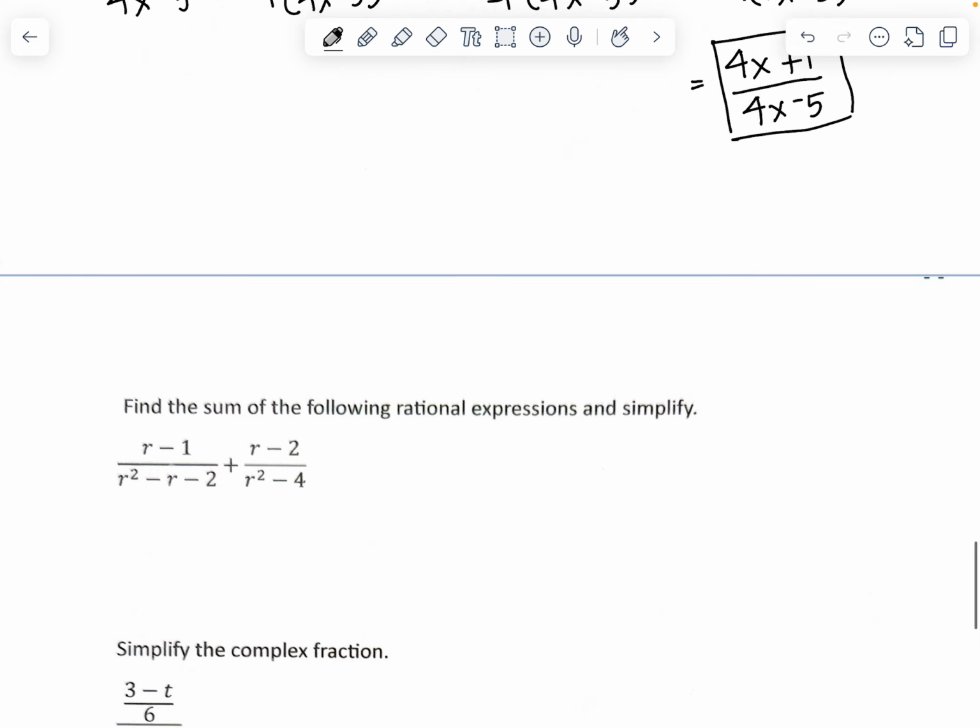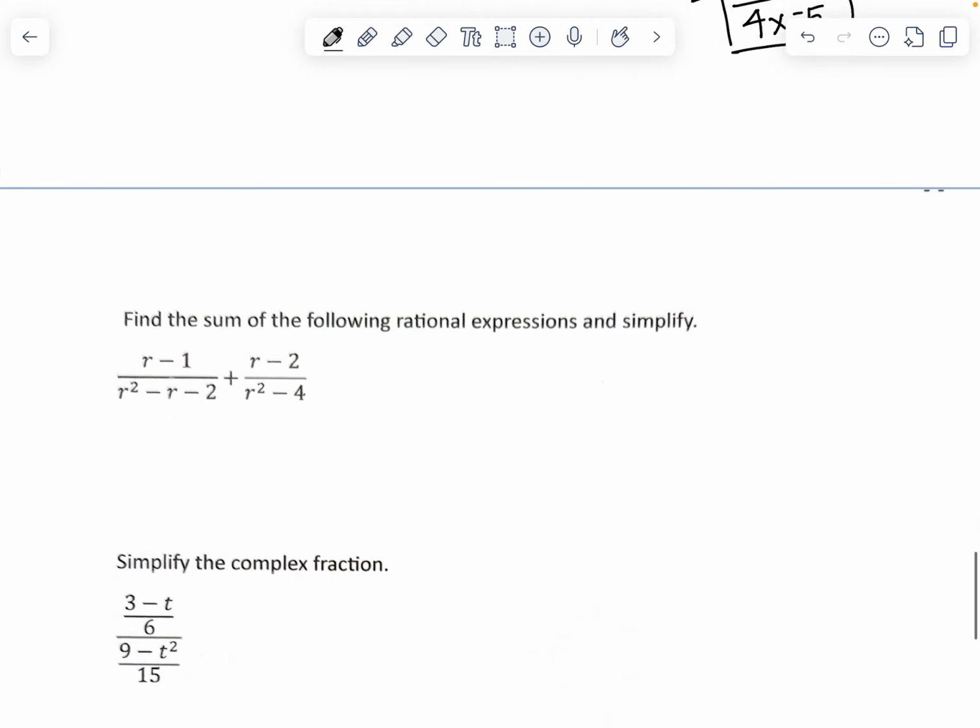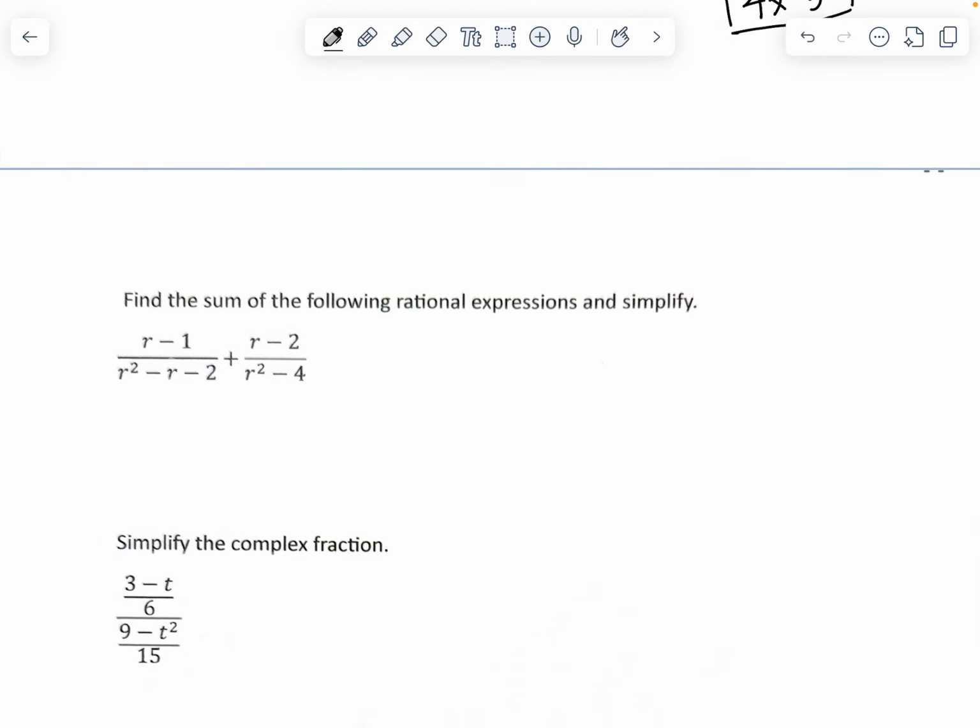All right, so it says find the sum of the following rational expression. That means we have to find the common denominator. Again, we're going to factor. This is r minus 2 times r plus 1. This is r minus 2 times r plus 2.